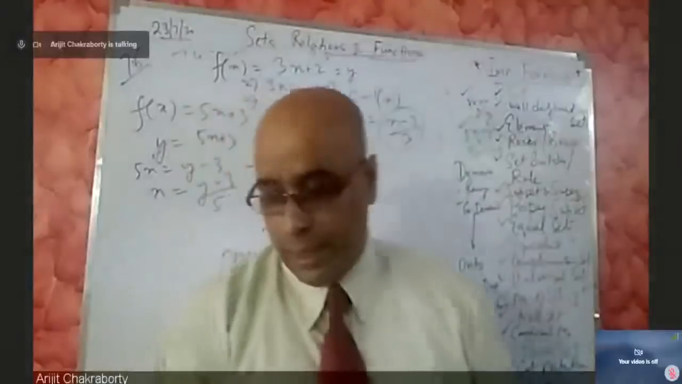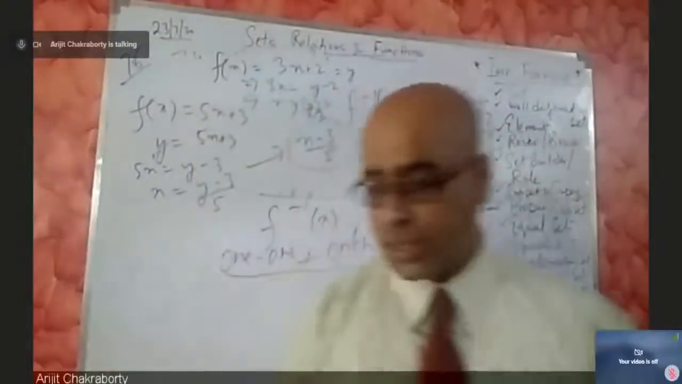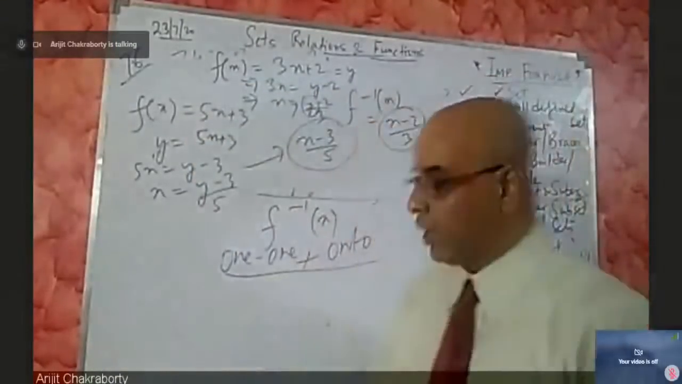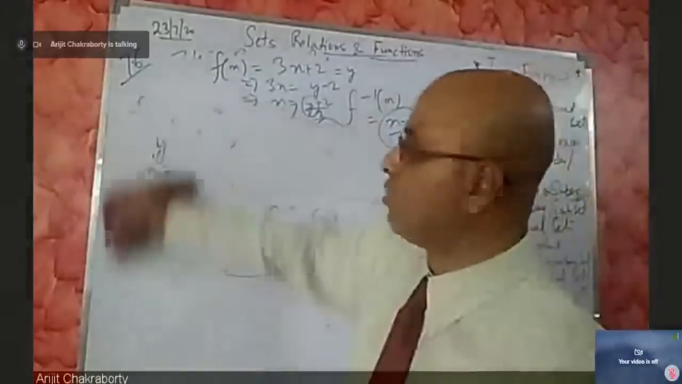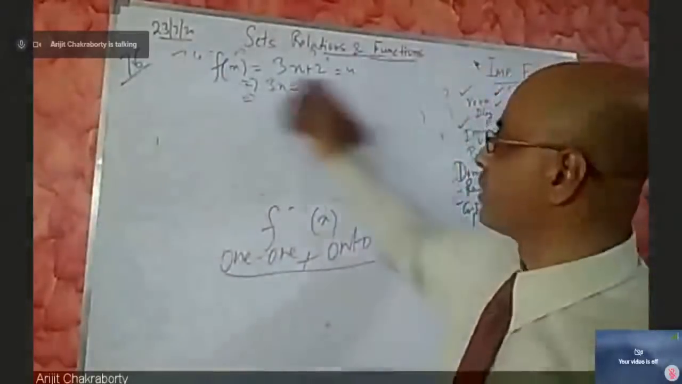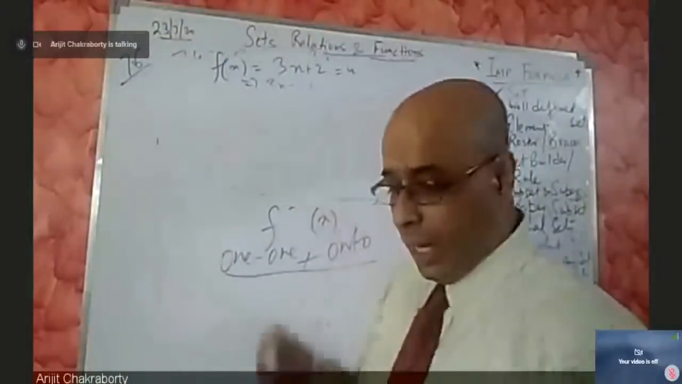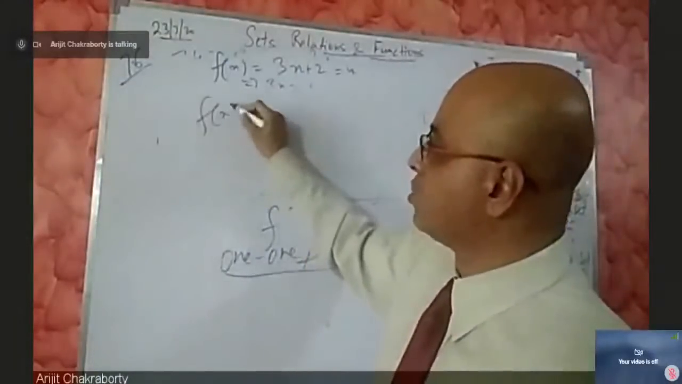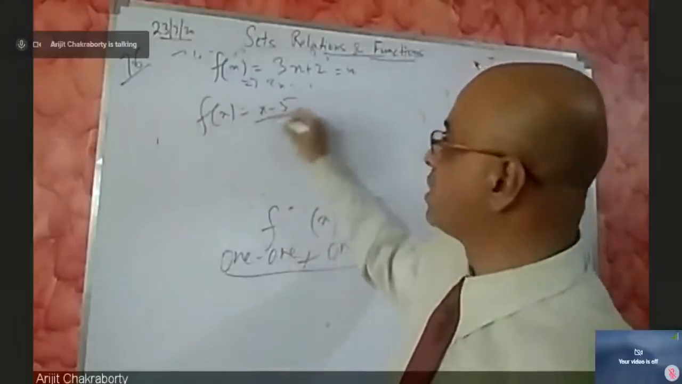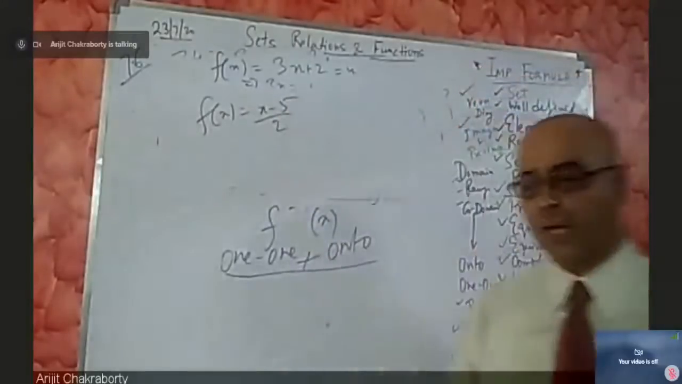Okay, let's take one more example. The more we do, the more we clear our concepts. I'll take one more. f(x) = (x − 5)/2. (x − 5)/2.